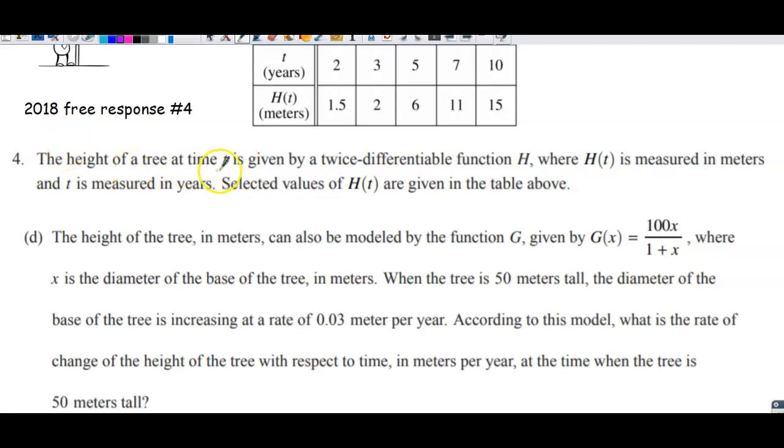The height of a tree at a time t is given by a twice differentiable function. Oftentimes I get a question from students, what is a twice differentiable function? That just means that h has a first derivative, h prime, and that h has a second derivative, h double prime. That also tells you since h has a first derivative, h is continuous, and since h has a second derivative, h prime is also continuous. H of t is measured in meters and t is measured in years. Selected values of the height, or h of t, are given in the table above. Let's look at letter D.